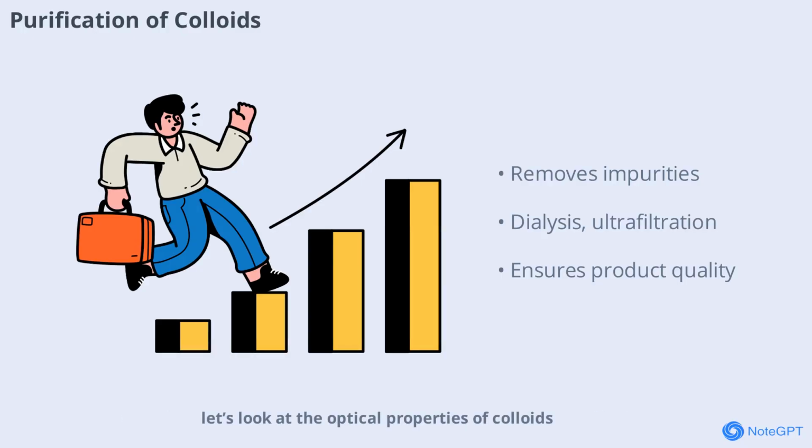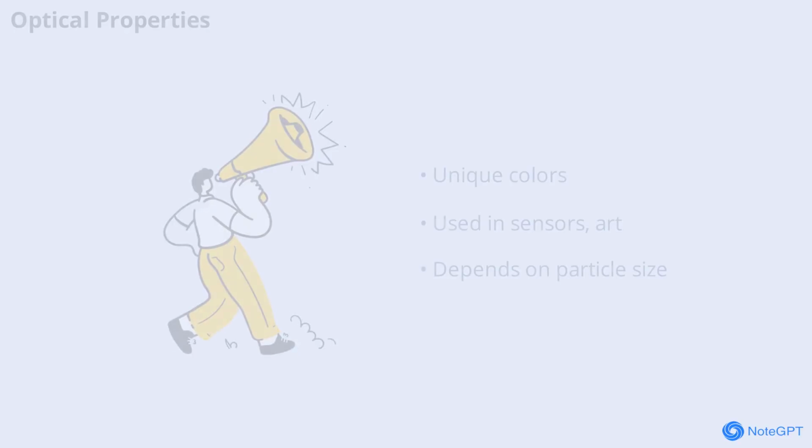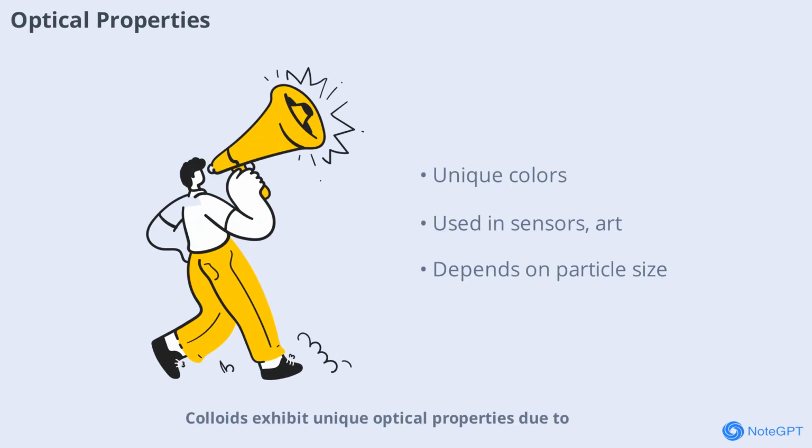Next, let's look at the optical properties of colloids. Colloids exhibit unique optical properties due to the interaction of light with their particles. The Tyndall effect is the most well-known, but colloids can also show colors that depend on particle size and composition. For example, gold sols appear red or purple. These optical properties are used in sensors, displays, and art. Understanding how colloids interact with light helps us develop new technologies and materials.